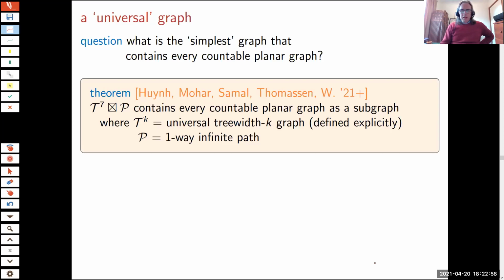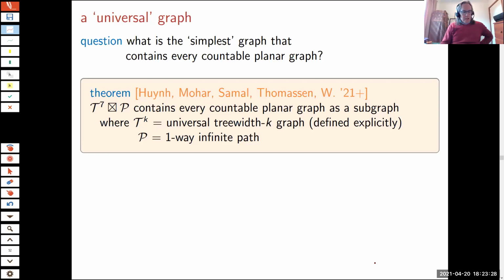Now you're probably thinking, wait there, what 7? That should be an 8. In the previous slides, in the finite case, we had tree width 8. Well, actually, one of the other things we did in this recent paper is show that the tree width 8 bound can be brought down to 7, but that's really not the punchline. The point is that we have a single graph, T7 times P, and it contains every countable planar graph as a subgraph. So the proof of this theorem uses the classical tools of infinite combinatorics.